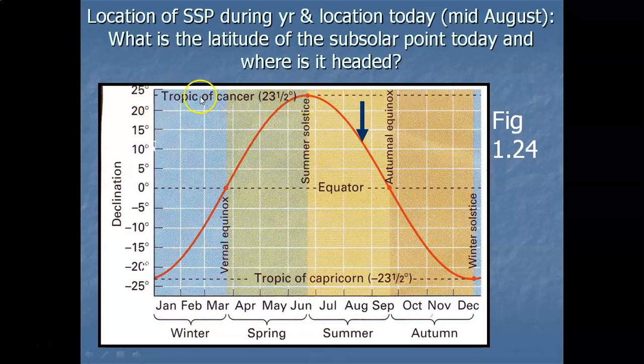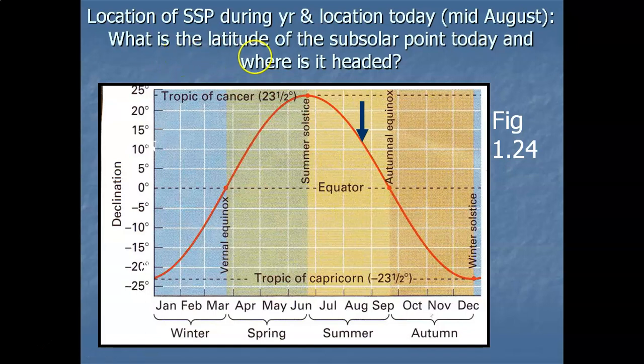subsolar point is at 23.5 degrees north latitude. Very special line of latitude is called the Tropic of Cancer. So I can ask you kind of a stupid question. Now, we know that we're at 30 degrees north latitude, and I can ask you the question, well, does the subsolar point ever reach Louisiana? Well, no. We're located at 30 degrees north latitude, just off of this diagram. And so we never get direct vertical rays of the sun.